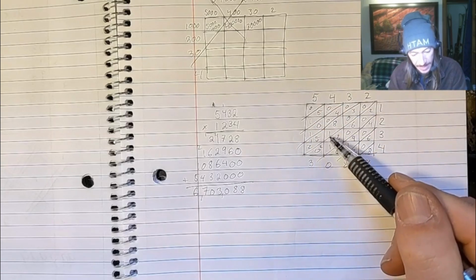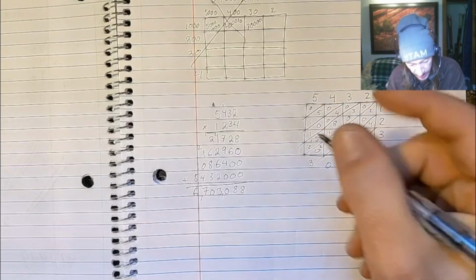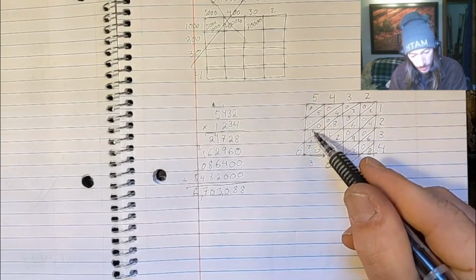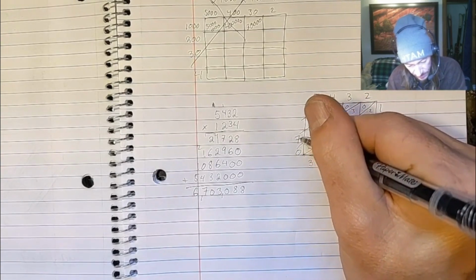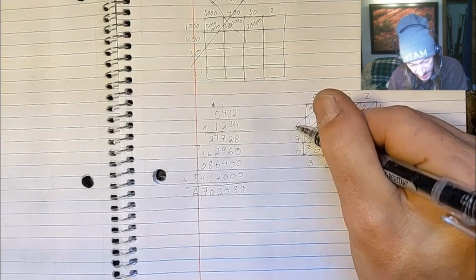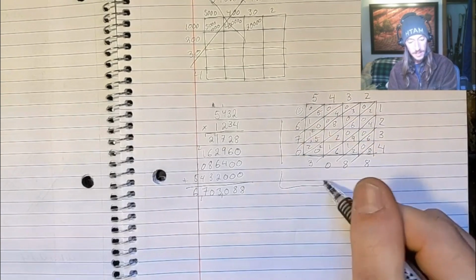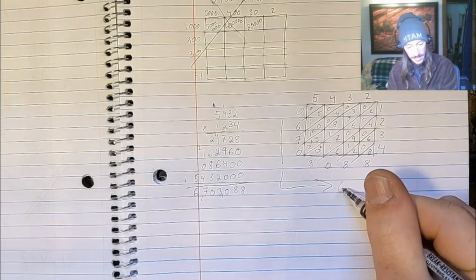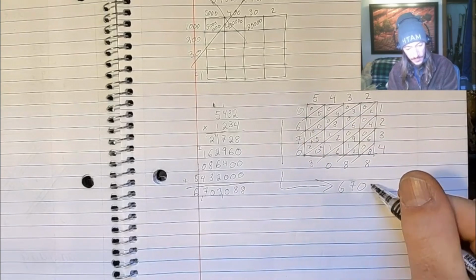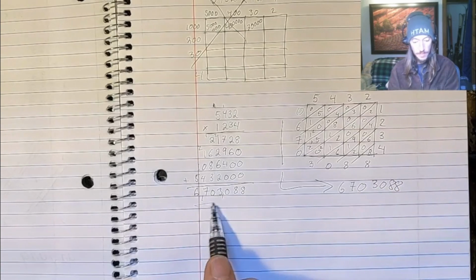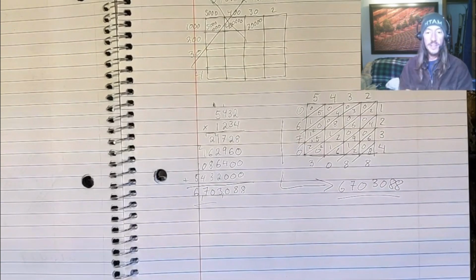1, 2, 3, 8, 9, 17, 20, 0, carry a 2. 1, 2, 3, and 4 is 7. 5 and 1 is 6, and 0. And again, now we read our answer off just like that. 6, 7, 0, 3, 0, 8, 8. And sure enough, matches the same here. We can be confident we got the right answer.